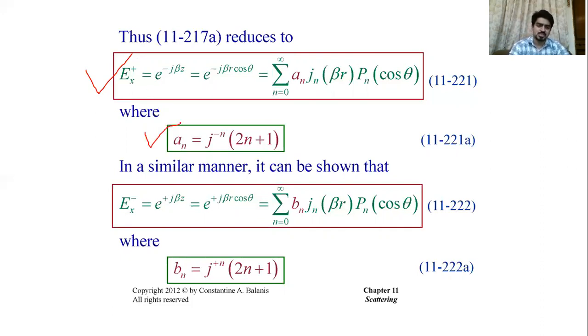Now let's say instead of waves propagating in the positive z direction, you have a wave propagating in the negative z direction like this, then this will be positive j beta z. When you go through the same procedure of derivation, you will see that instead of j to the power minus n, now you will have j to the power plus n for this bn. Previously you had j to the power minus n in the expression of an here. We are not going to go through that derivation, but you can follow the same procedure.